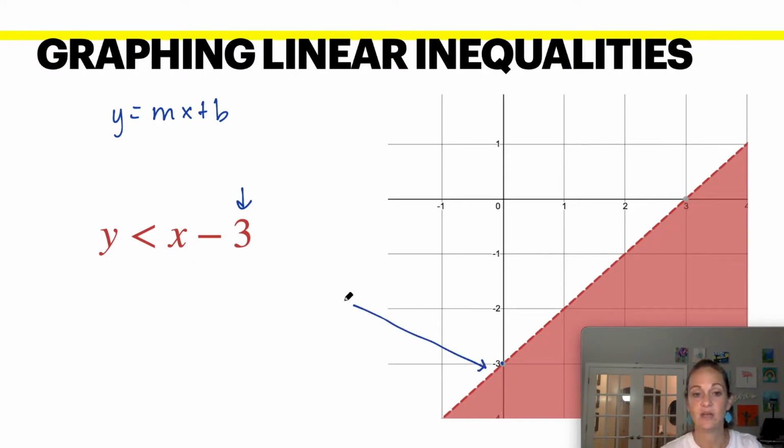So please note that if there's not a line underneath, if it's not equal to it, then it's going to become a dotted line. And now all of the y values are less than this line, which is why you should shade everything below the line.